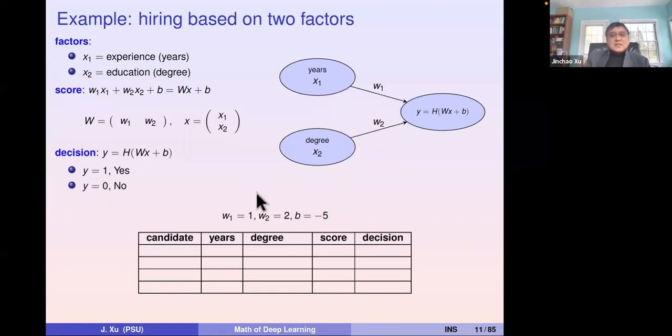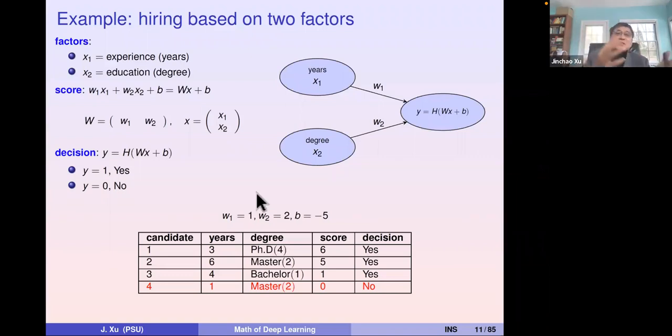And let's say I send some candidates. The first candidate maybe has 3 years of experience, and I got a PhD. So say I get a score of 6, I say yes. And I get a master, I say yes. But suppose you have a master student, but you only got 1 year of experience. Based on this kind of decision-making process, it's actually no.